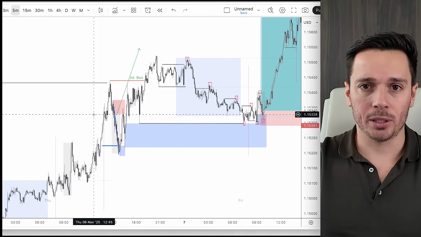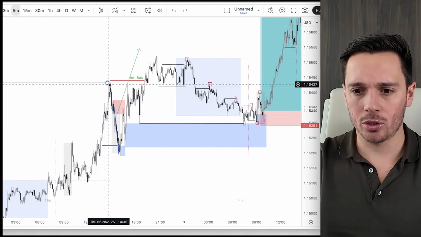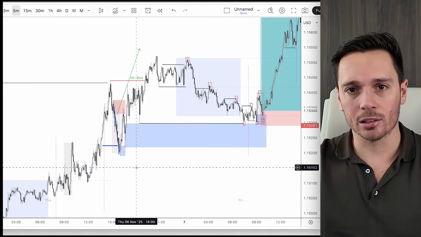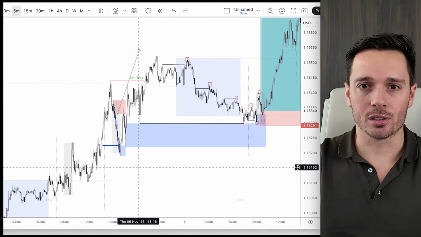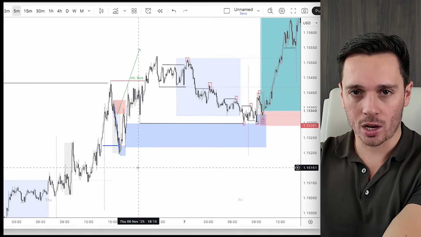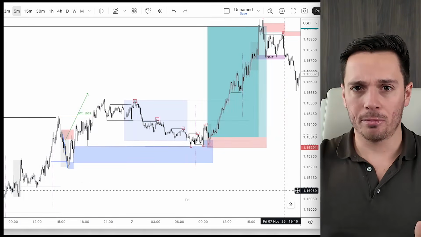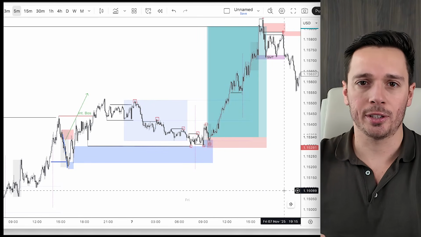This will change completely how you can frame your day, because now that you know that this inducement failed to keep going lower and therefore pushed higher, there is a high chance that the market will still push higher the next day. Now, very importantly, there's something I'm going to have to consider for the next day.